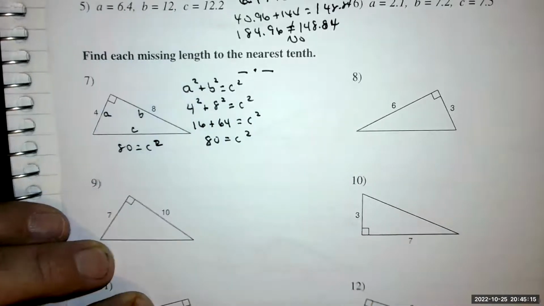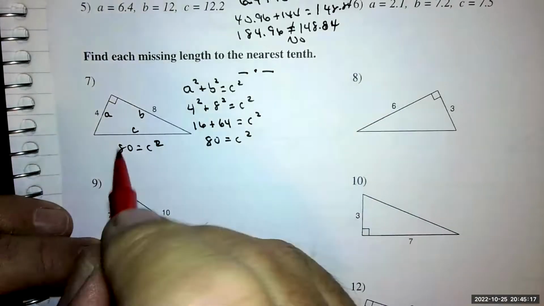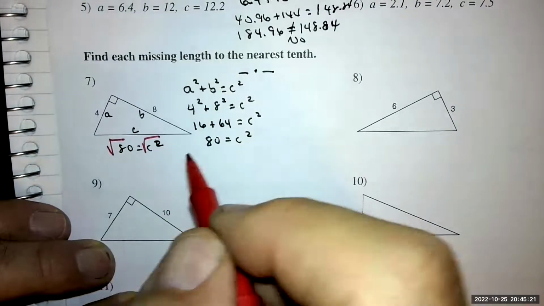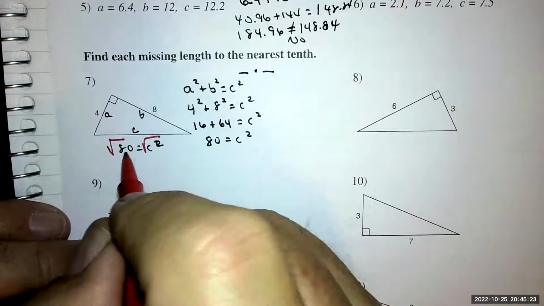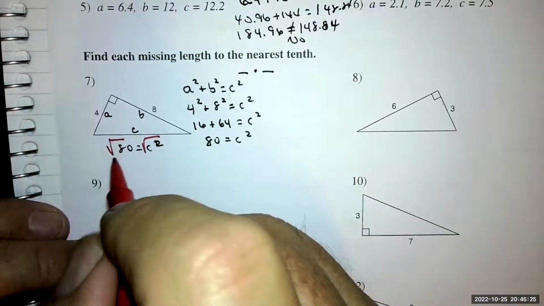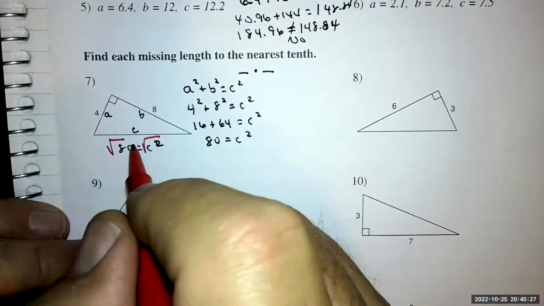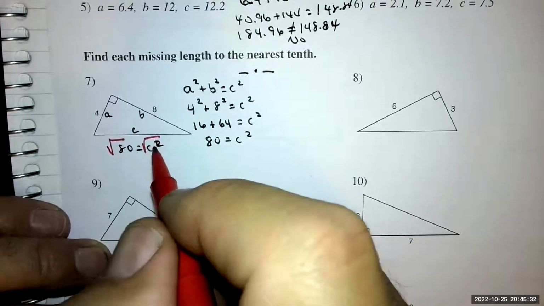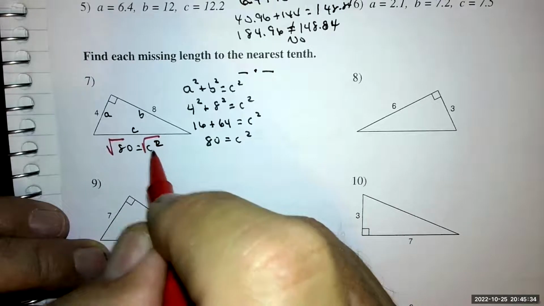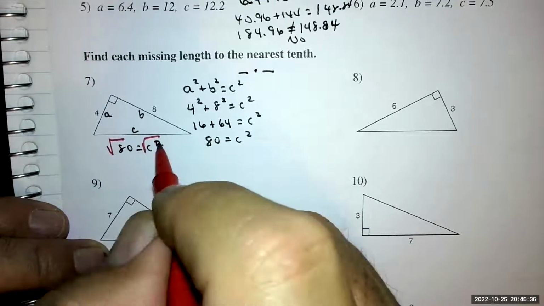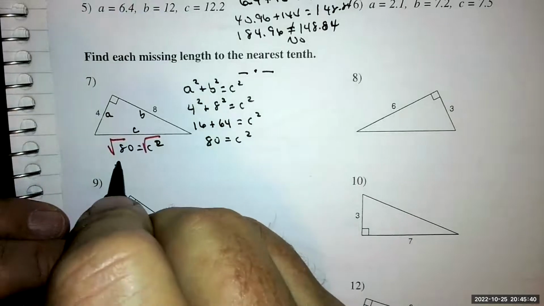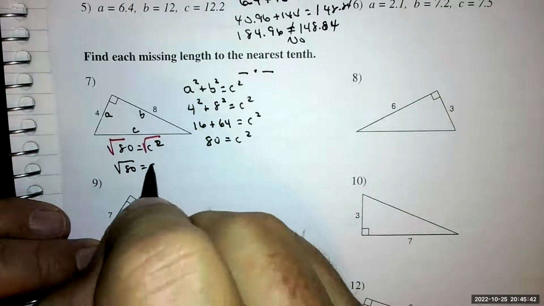All right, and the way you get rid of a square is to use the square root symbol. This is the square symbol. That's square, that's the square root. Sorry, I got them reversed. That's square, these are square roots. That's the opposite. It's like, what's the opposite of plus? Minus. What's the opposite of times? Divide. What's the opposite of square? Square root. These will cancel each other out. The square and the square root cancel each other out. So we're actually going to have the square root of 80 equals c.